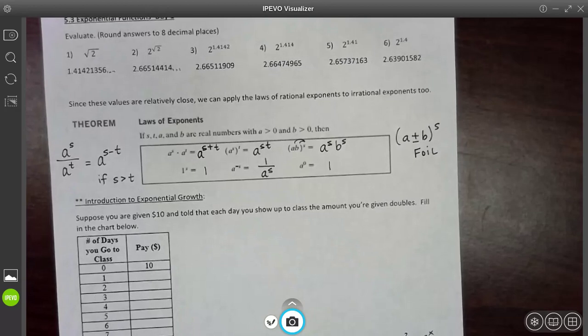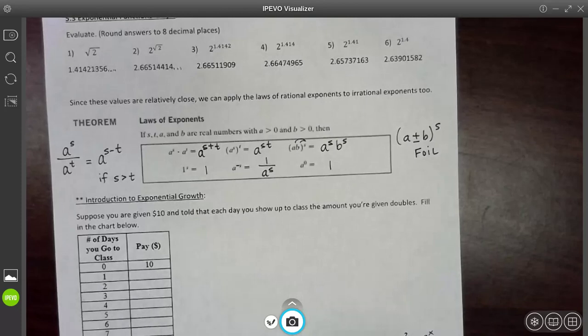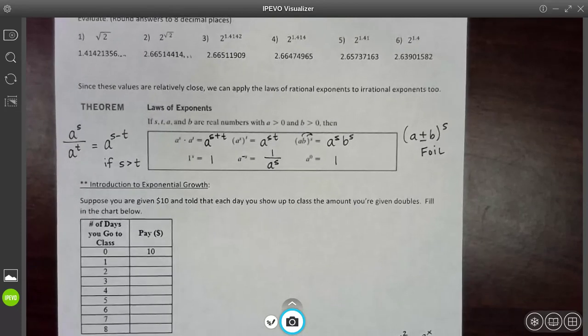Let's look at this. It says, suppose you are given $10 and you are told that each day you show up to class, the amount you're given doubles. Well, wouldn't that be nice? Fill in the chart below. Well, guys, obviously we could fill in this chart very, very quickly. Every single day, the amount of money you had previously doubles.